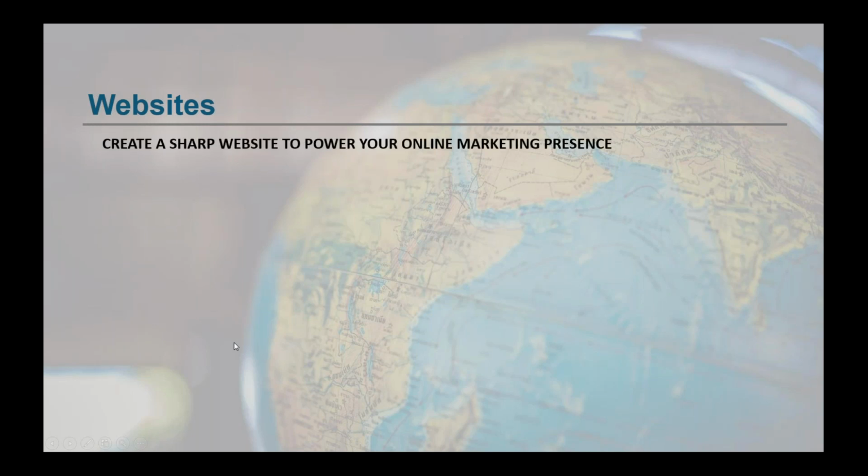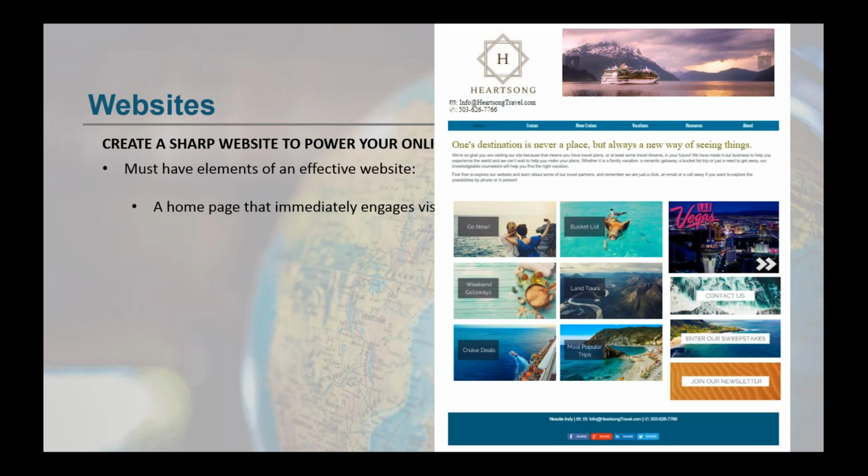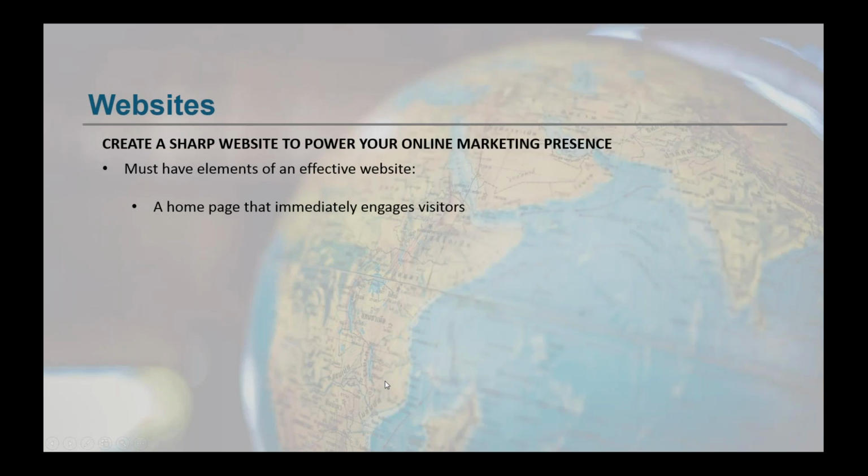A couple elements of an effective website: a homepage that immediately engages visitors. So here's an example of one of our website programs. It's kind of like a mini host IC program right here. So this is engaging. It's simple to use. People can look at it. There's really cool pictures that draw you in. So a homepage that immediately engages visitors.